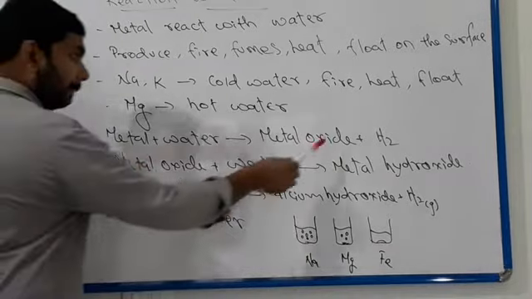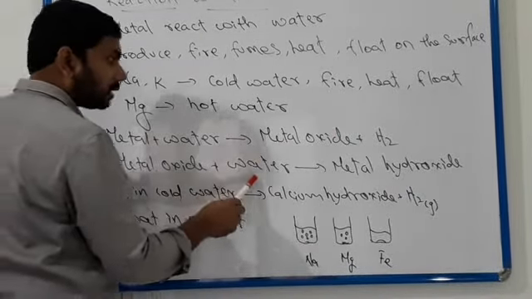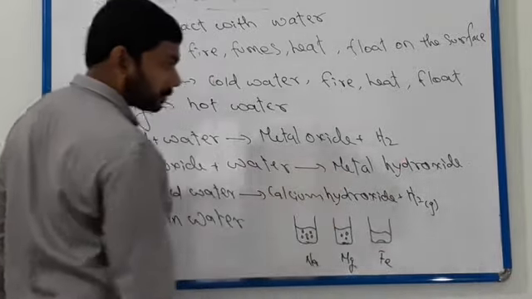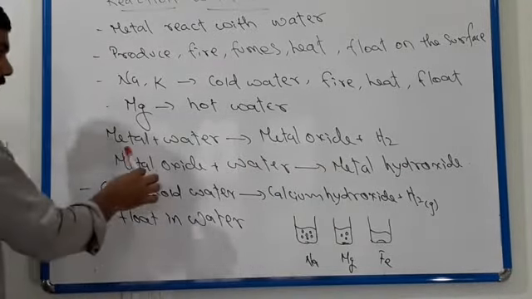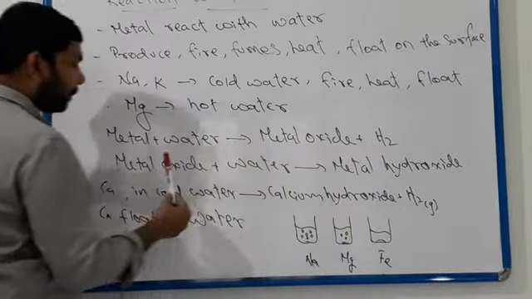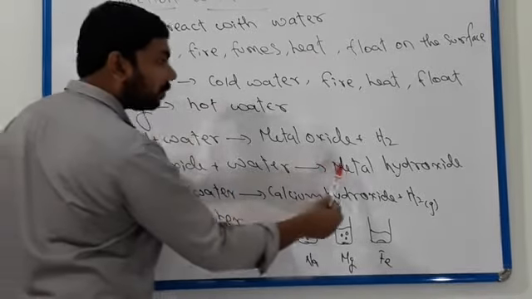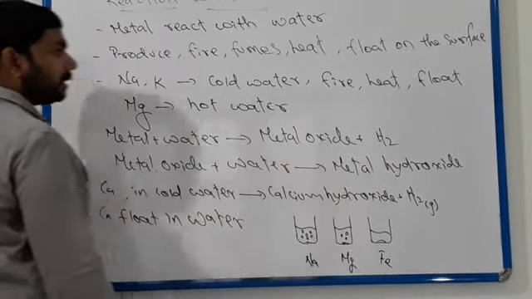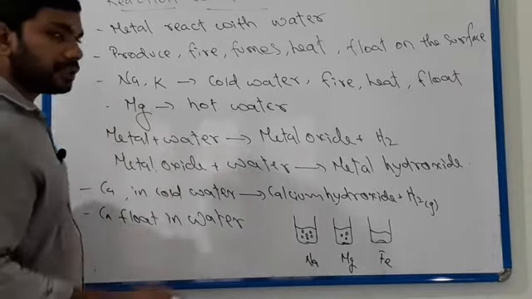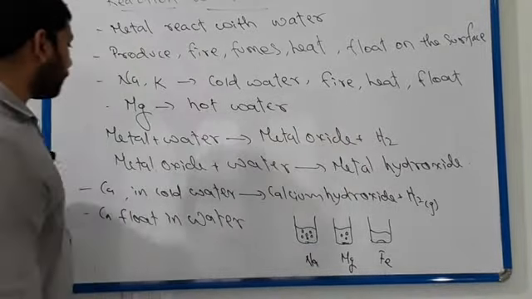Then the same metal oxide again reacts with the same water and forms metal hydroxide. So metal reacted with water gives metal oxide and hydrogen, and the same metal oxide dissolves in the water to form metal hydroxide. Clear? So when metal reacts with water, which gas is formed? Hydrogen gas is formed.